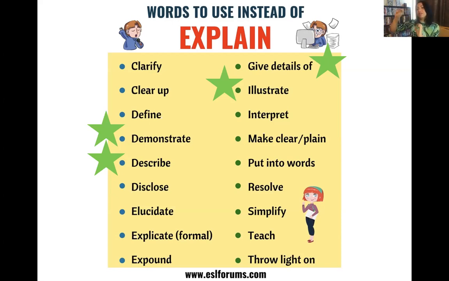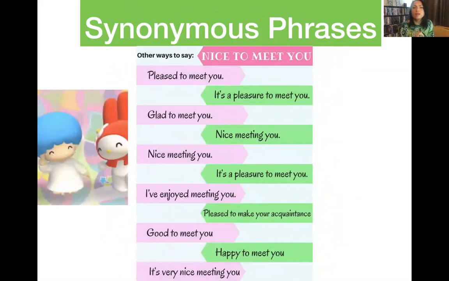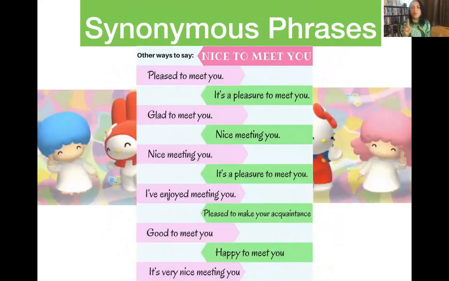Illustrate, this means to draw, and give details like how, when, where, why. Synonymous phrases are phrases that mean the same. Pleased to meet you. Glad to meet you. Nice to meet you. Because remember, nice and glad are synonyms. They're the same. This is how we can use lots of different words to say what we're trying to say.